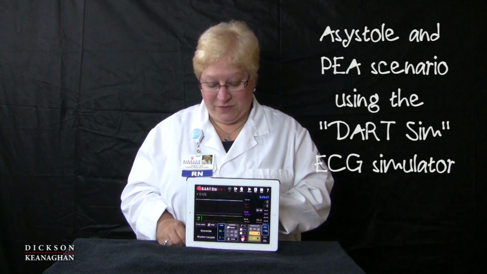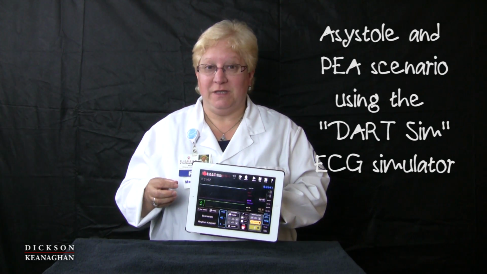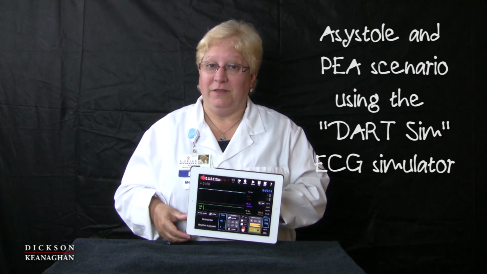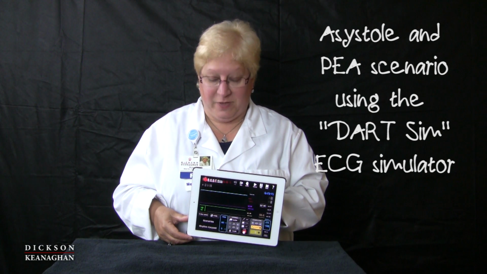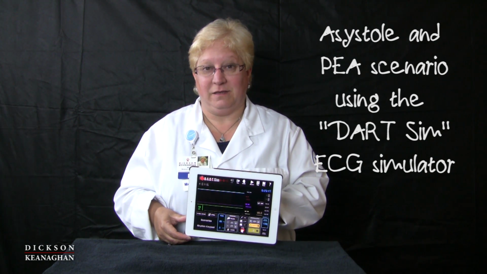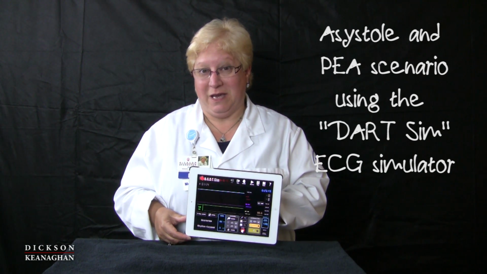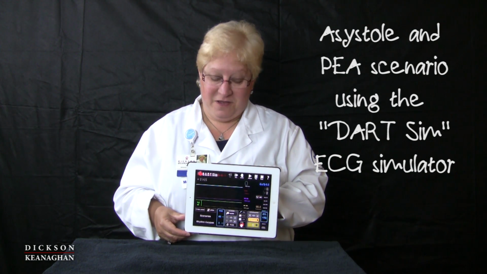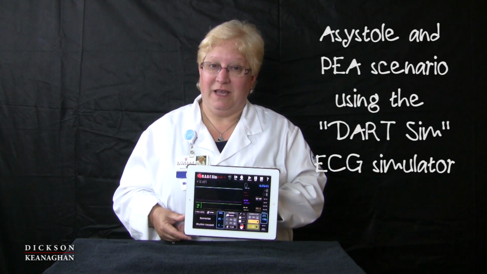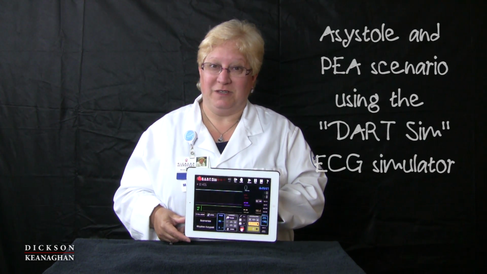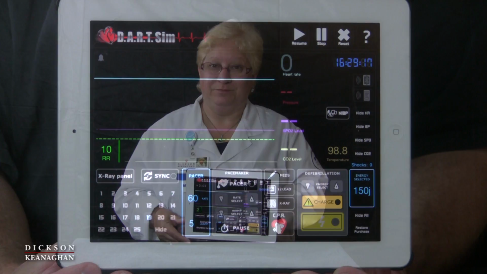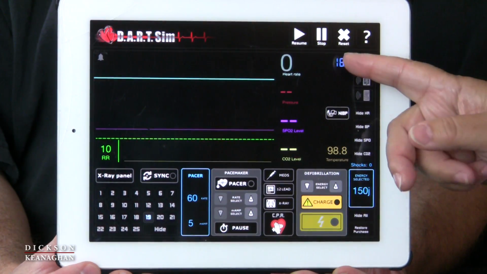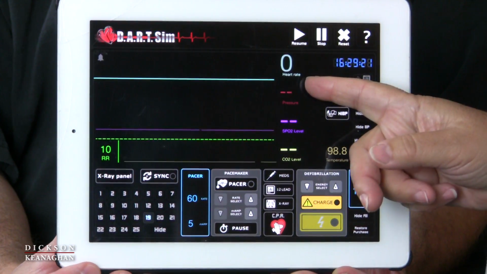Today we're going to review a scenario. We're going to use the Dart Sim app on the iPad to review someone in cardiac arrest asystole that will go into PEA and will treat them. So let's focus in on this arrhythmia screen and see how we could treat the patient using this monitor as well. Here we have a patient who has no heart rate and they're in a flat line.